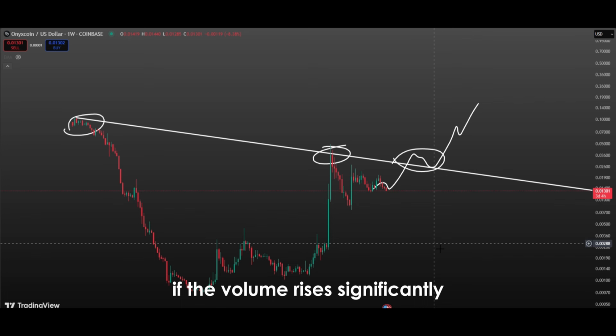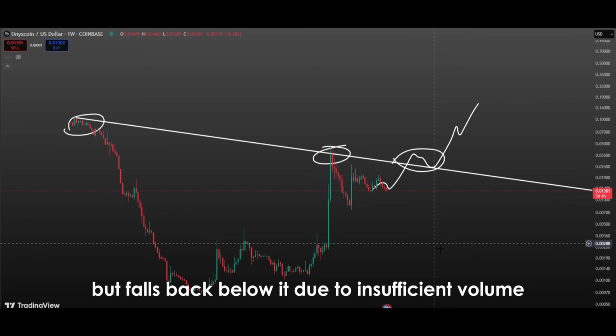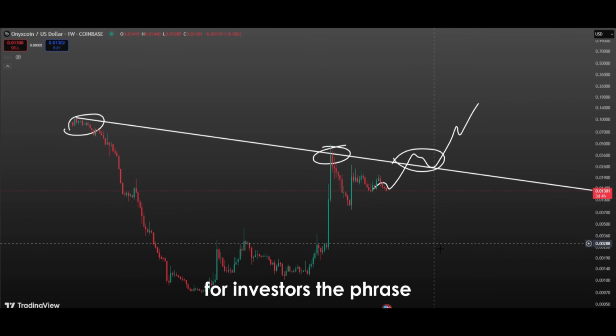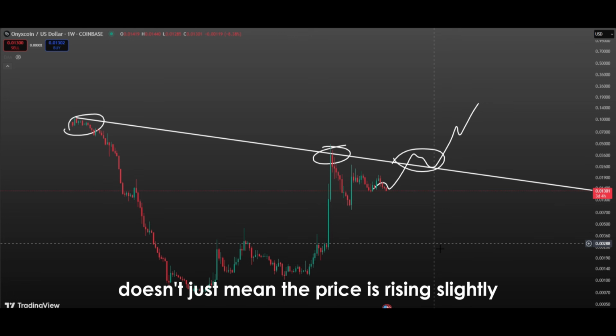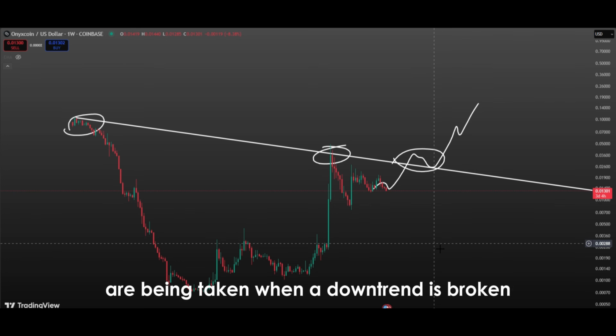If the volume rises significantly at the breakout moment, it confirms that the breakout is real. In false breakouts, the price briefly moves above the trend line, but falls back below it due to insufficient volume. That's why volume confirmation is very important for investors. The phrase, "the attacks begin," doesn't just mean the price is rising slightly, but that the first steps of a new uptrend are being taken.